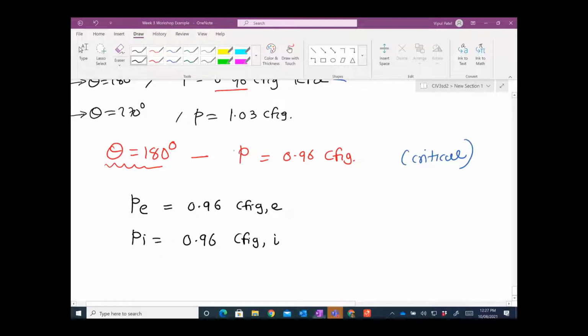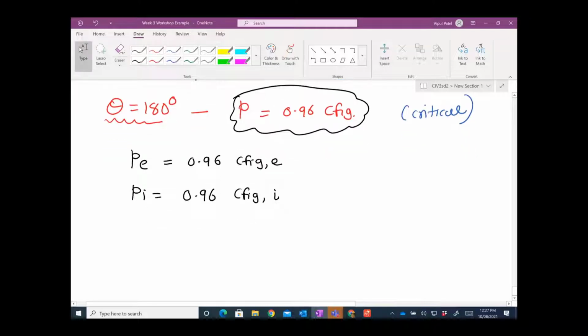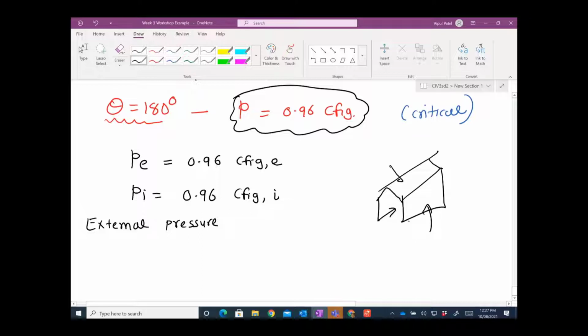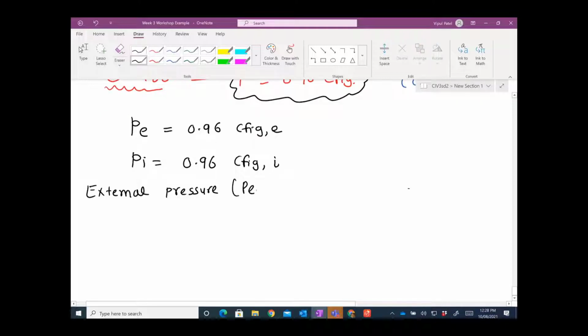So I can make this equation into two equations, external pressures and internal pressures, by changing CFIG E and CFIG I. All right, now let's work out the external pressure first. By the way, when you have a structure, your external pressures will be different on all the different walls depending on where it is hitting. Internal pressures are the same. So let's work out the external pressures PE first using that equation.